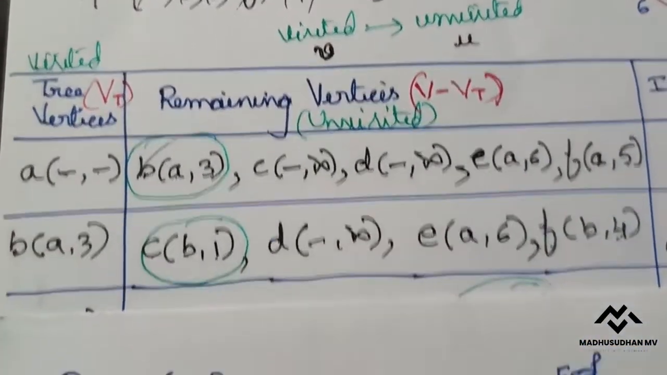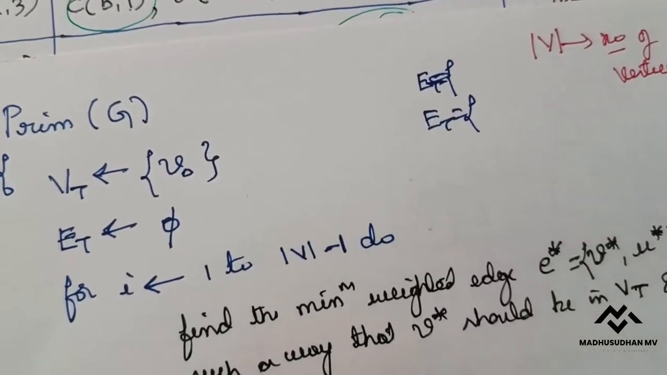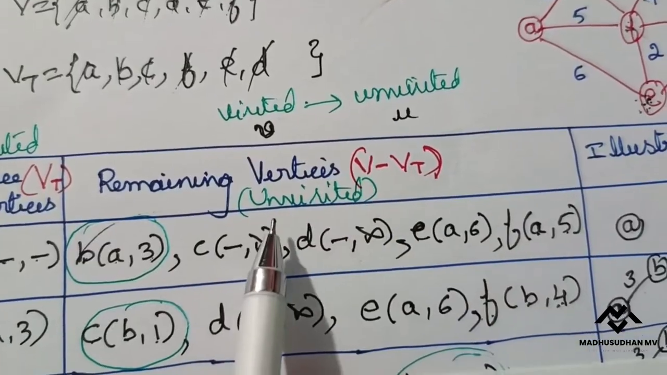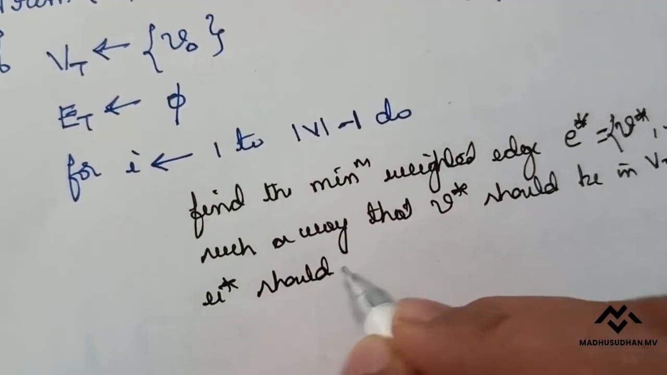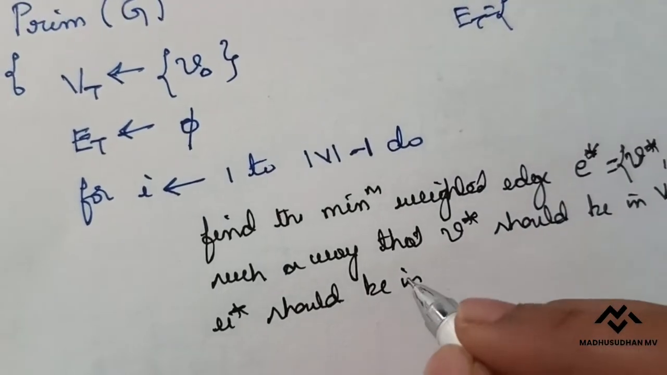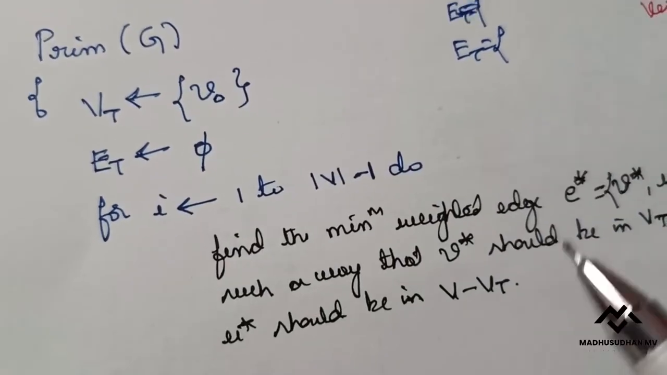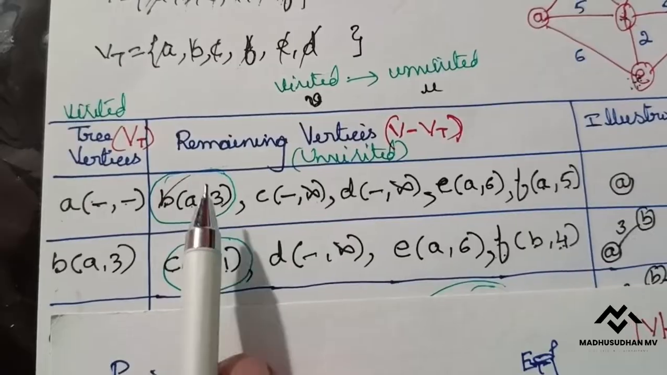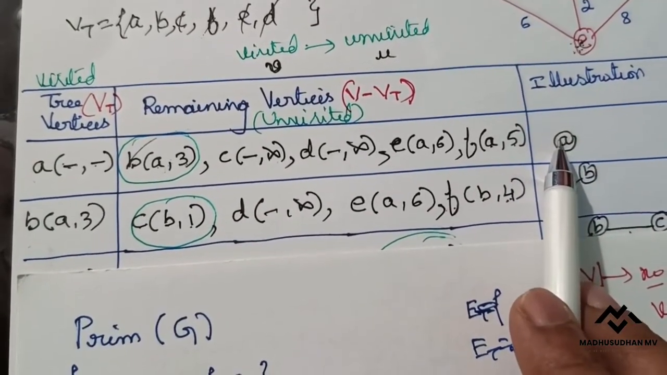That means V star should be in VT. See, this is visited, VT. And U star should be in unvisited. That will remain, that means V minus VT. Okay, so now I selected that one edge, and that edge I included in the tree vertices. That's why this is the previously selected tree vertex.